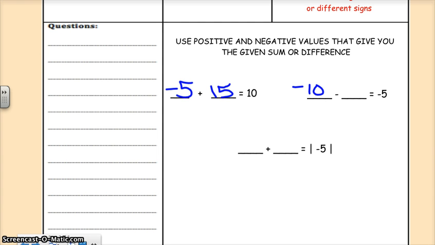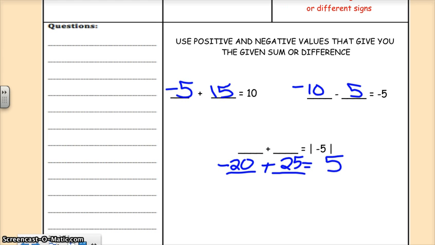Negative 10 plus 5. There's one. And this turns into blank plus blank equals negative 5. How far away is negative 5 from 0? 5. So it could be like negative 20 and plus 25. Whatever. Lots of right answers. Could be 2 plus 3? Could it be 2 plus 3 because you need opposite signs?